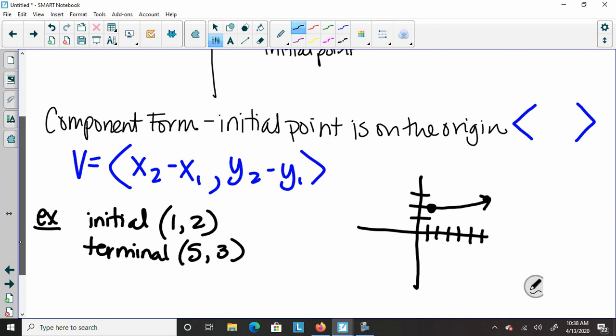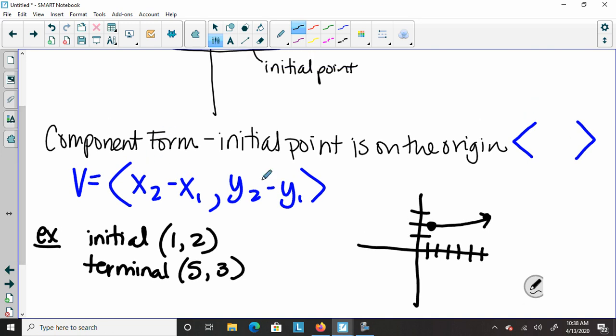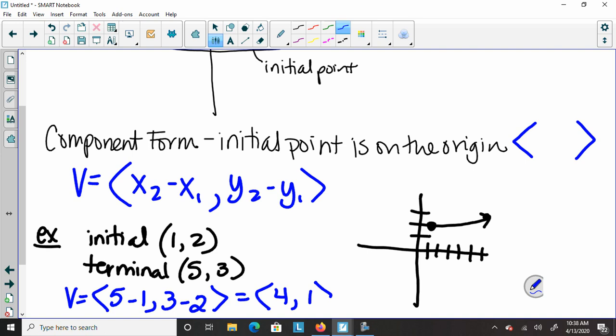So if I am going to find the component form, I will do terminal minus initial. So the x2 and the y2 are from the terminal point, x1, y1 from the initial point. So for us to find the component form of this vector, 5 minus 1 and 3 minus 2, which will be <4, 1>. So if you plot the point (4, 1), you'll see that this is the same length, and this is also the same angle of the vector, if I could draw anything to scale. So that's how we can find it, terminal minus initial to put it in component form.